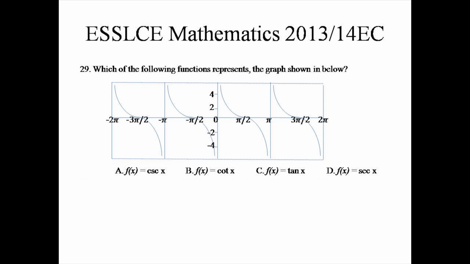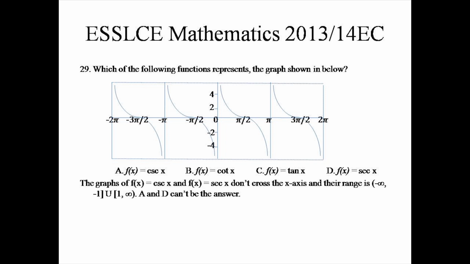C. f of x is equal to tan x. D. f of x is equal to secant x. The graphs of f of x equals cosecant x and f of x equals secant x do not cross the x-axis. Thus, A and D can't represent the graph.